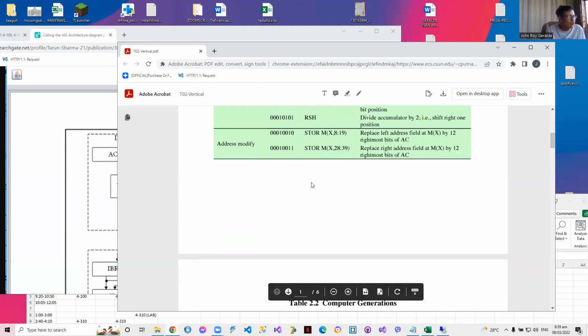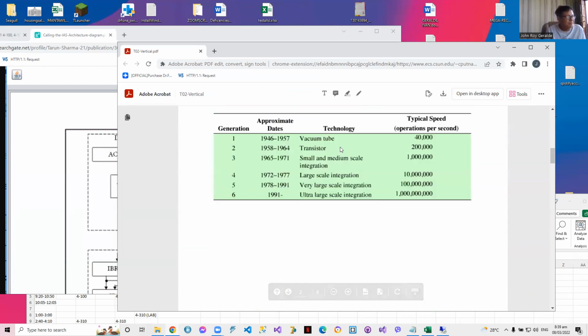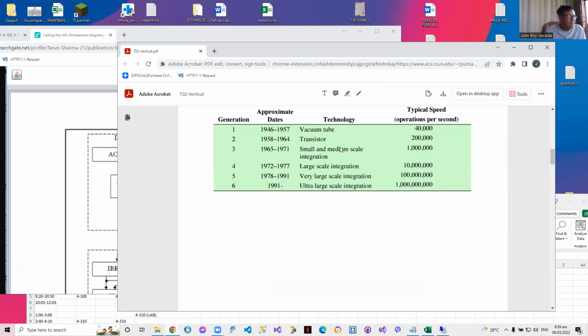Now, if you have a load, you also have a store. Since you have a 40-bit word, you will have a store to the left and store to the right. This is the same store that is used in the analytical engine.